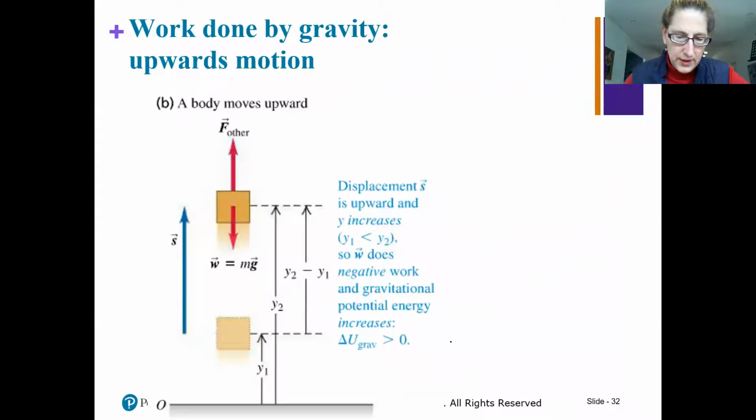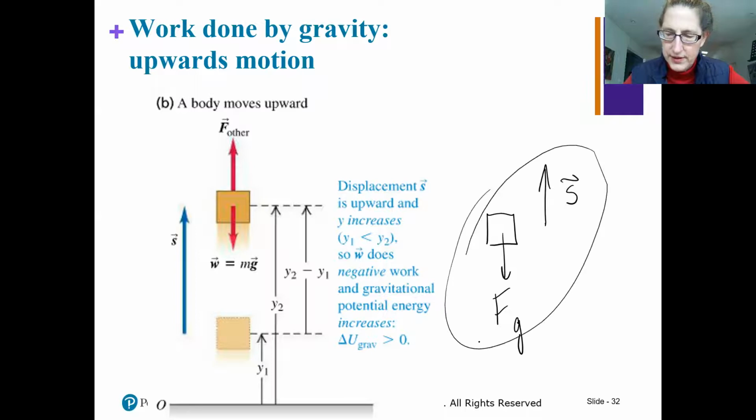Okay. Now, if you lift something up, it doesn't matter. The force of gravity is still down. But now the displacement is up. So now gravity is doing negative work. You're doing positive work, lifting it up, but gravity is doing negative work. And so theta would be 180 degrees between those two. And remember, the cosine of 180 is -1. And so the work here is a negative number.